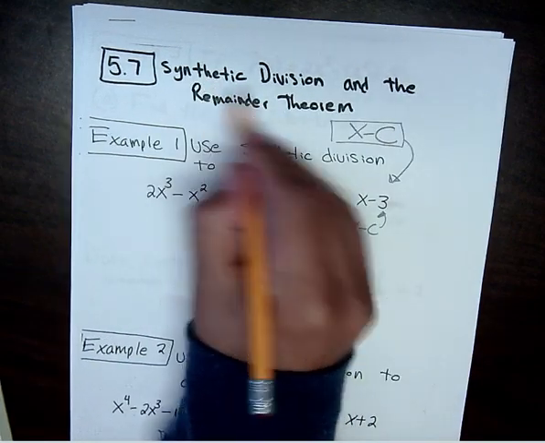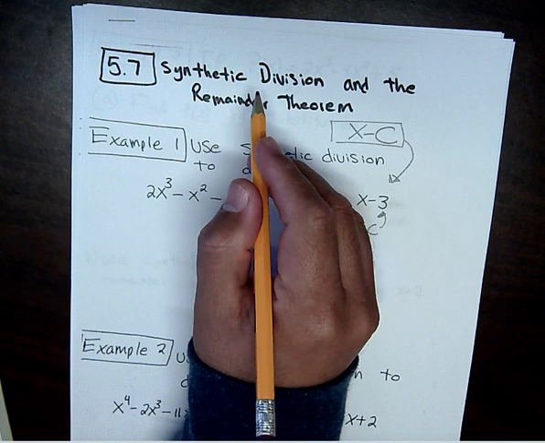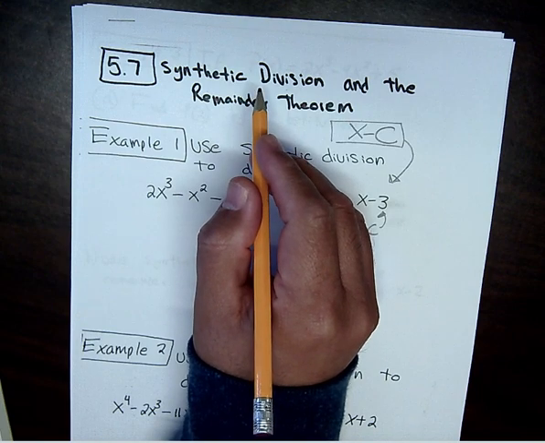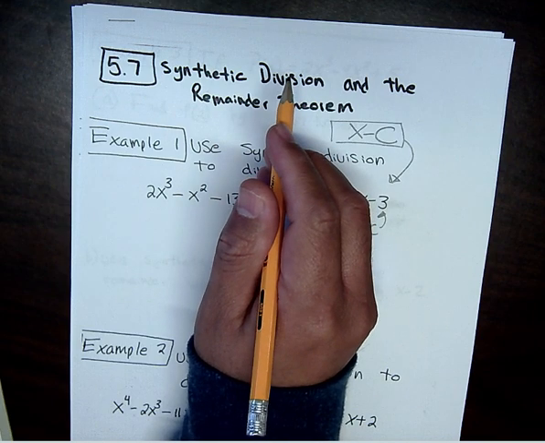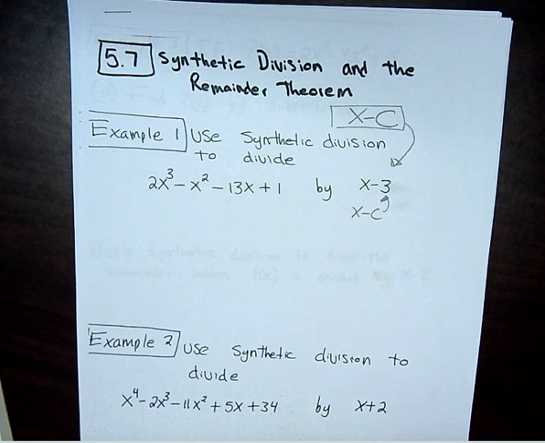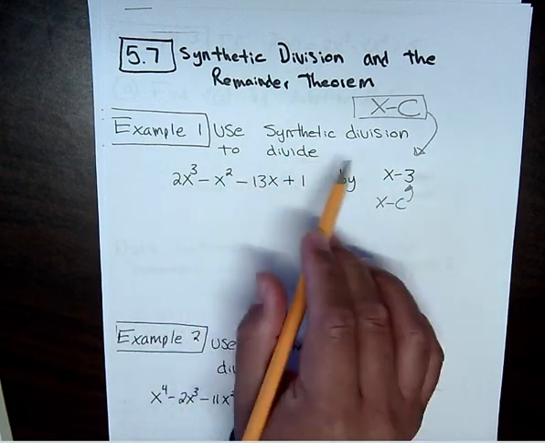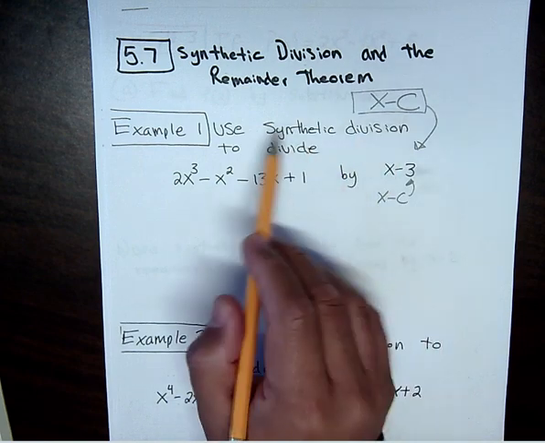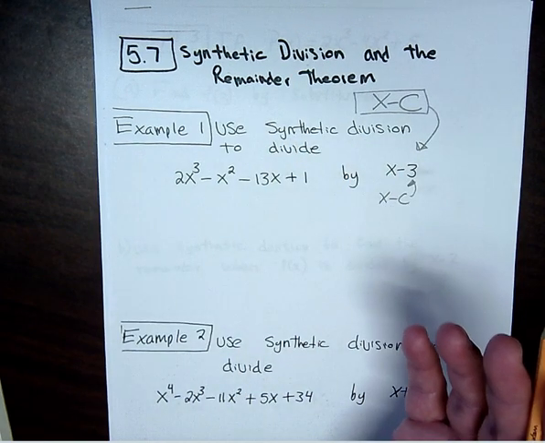7, synthetic division. So today you should learn about synthetic division and the remainder theorem, and also how to use the remainder theorem to evaluate polynomials. They're related, synthetic division and the remainder theorem. But let's start with this one. Like before we were dividing, but in this case we're gonna use synthetic division. I think it's an easier way to divide.